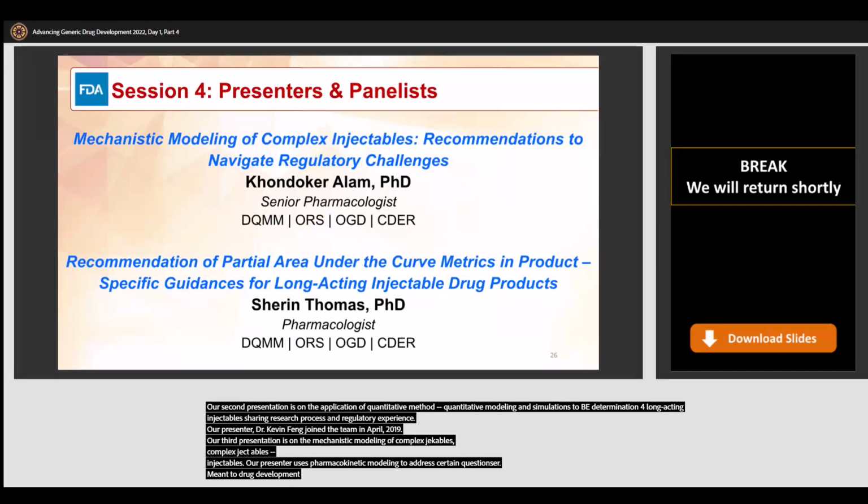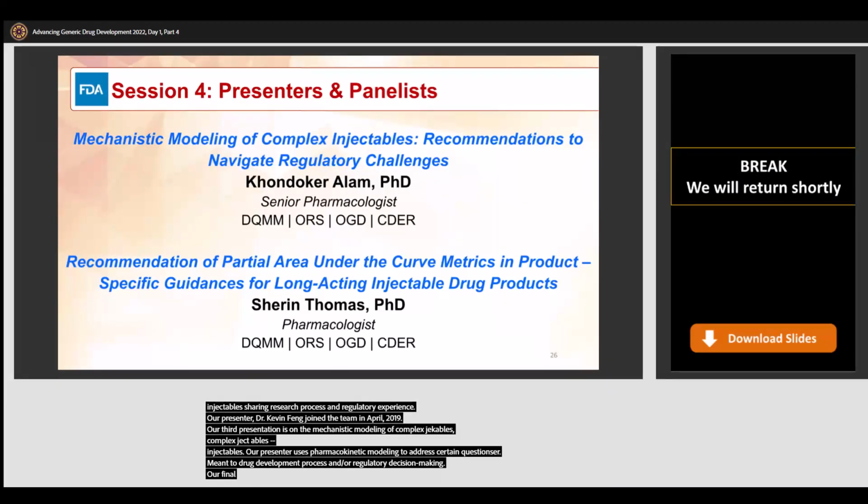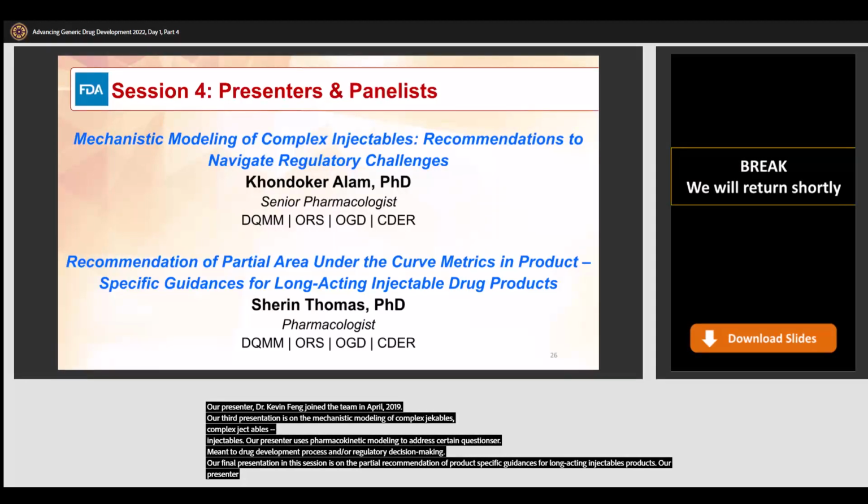Our final presentation in this session is on the recommendation of partial area under the curve metrics and product-specific guidances for long-acting injectable drug products. Our presenter, Dr. Sharon Thomas, joined the RAS DQMM in 2020, where she contributes to research involving population pharmacokinetic modeling and physiologically based pharmacokinetic modeling focused on bioequivalence and in vitro and in vivo considerations.